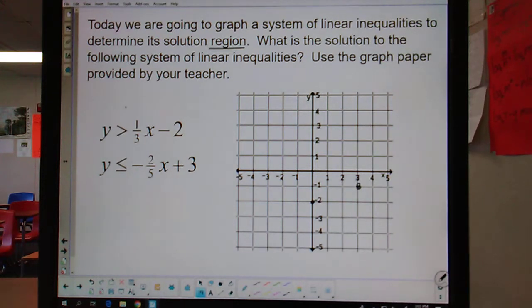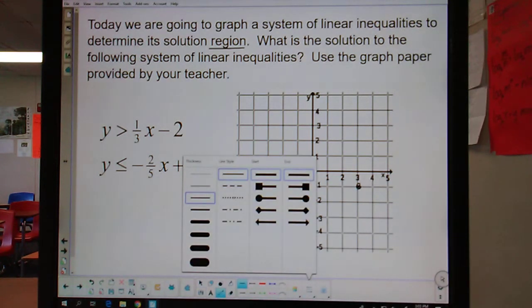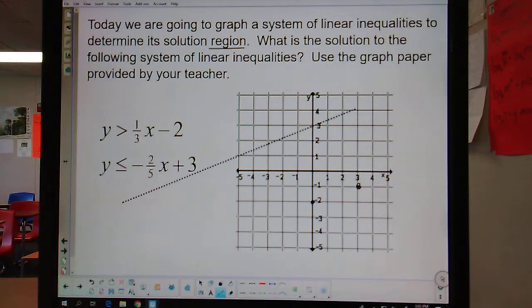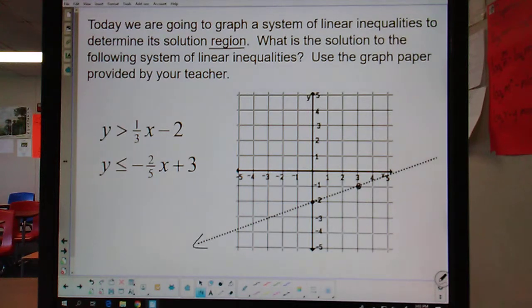And then, because it's not equal, it's a dashed line. So I'm going to get a nice dashed line here using my smartboard technology like that. Okay, and then I just have to position it so that I get a dashed line. There we go. Do not forget your arrow tips. The lines go on forever.